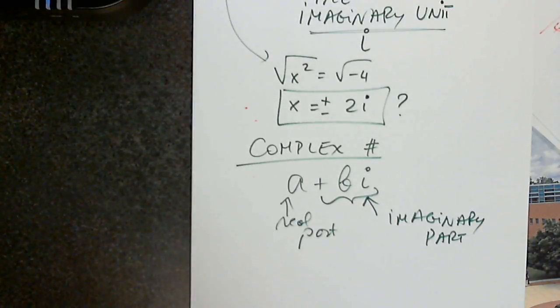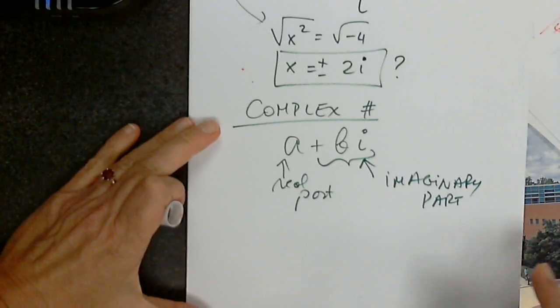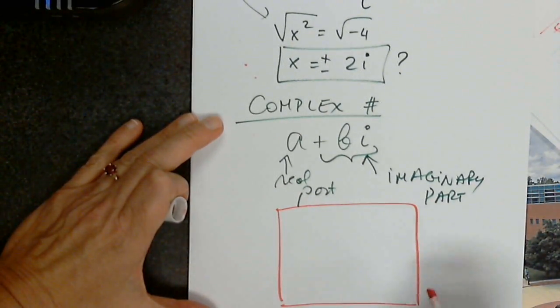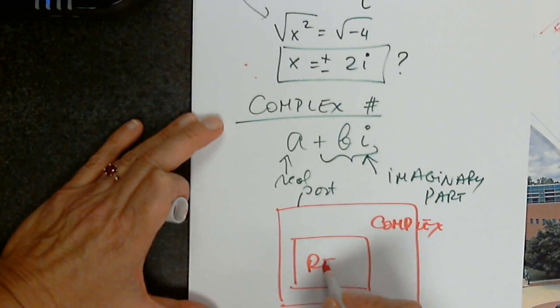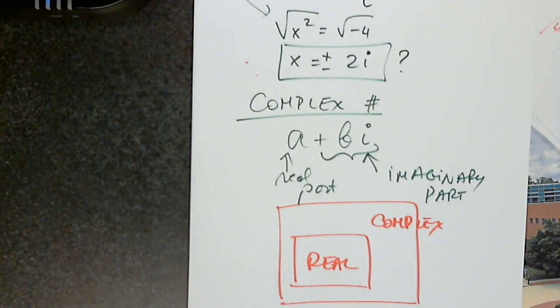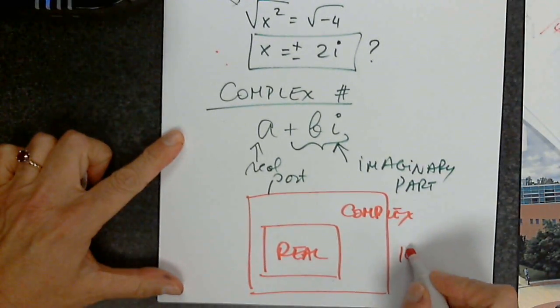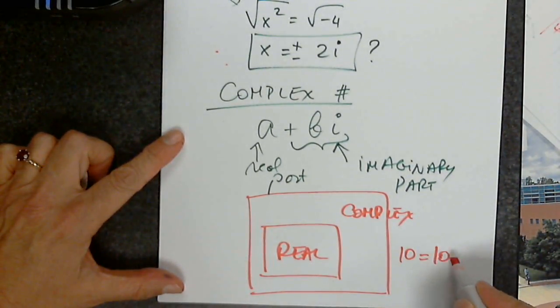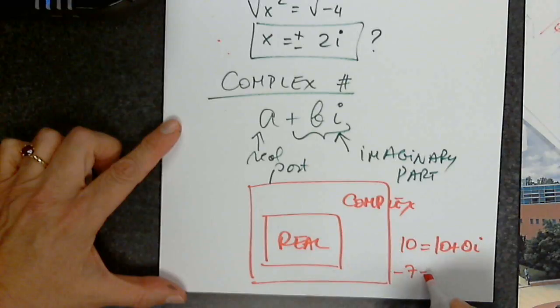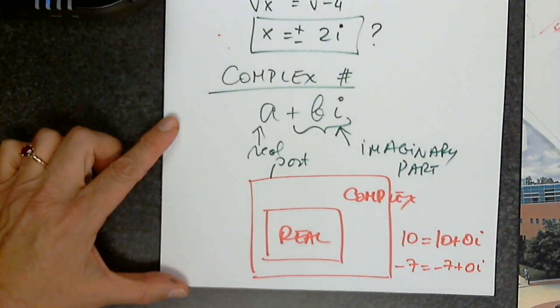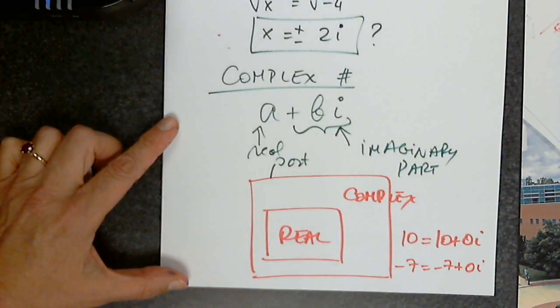So now if you want to know where complex numbers are in reference to real numbers, here is what happens. These are complex, and these are real. In other words, any real number can be written as a complex number. So how will I write 10 as a complex number? 10 plus 0i. How will I write negative 7? Negative 7 plus 0i. So complex numbers are bigger than real numbers.